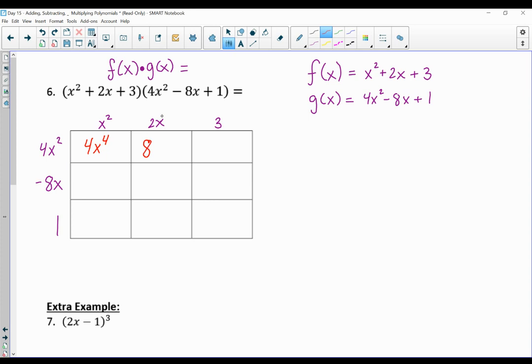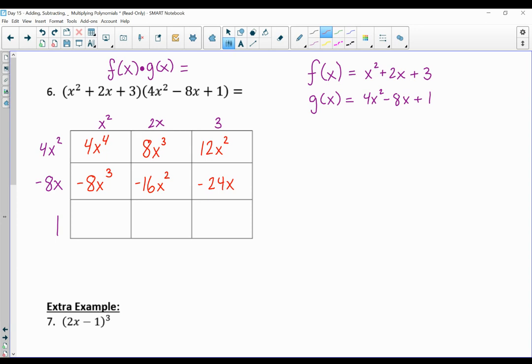And x squared times x is going to give us x to the third power, because remember, this has a power of 1. Now I'm going to do 4x squared times 3, my constant, so that's going to give me 12x squared. Then I'm going to move down to negative 8x. Negative 8x times 1 gives us negative 8x. x times x squared gives us x cubed. Negative 8 times 2 gives us negative 16, and x times x gives us x squared. Finally, I have negative 8x times my constant, which gives me negative 24x.